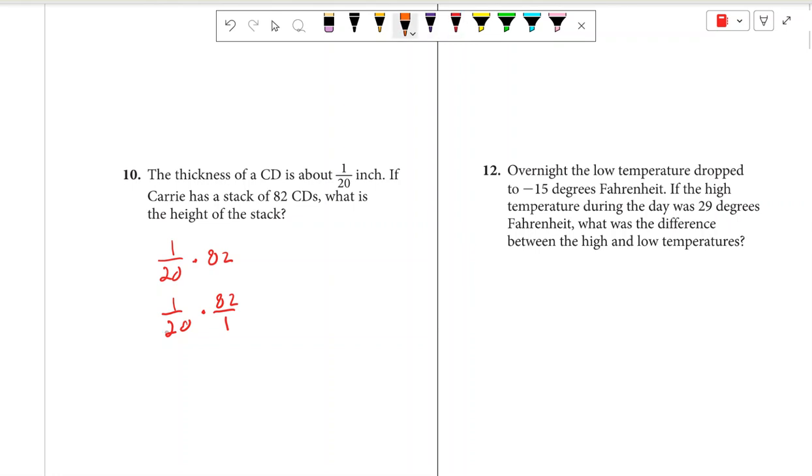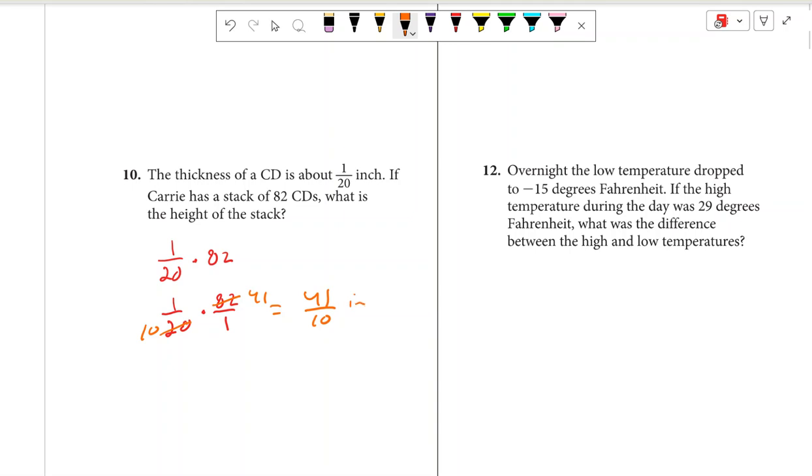And we can see that both of these right here are reducible. It looks like they're both even numbers, so I'm going to simply say that 2 can go into 20 10 times, and 2 can go into 82 41 times. And that's going to be 41 tenths. Now, since it's the height, what's the height? It is 41 tenths of an inch.